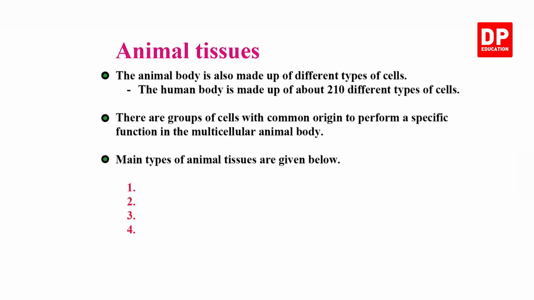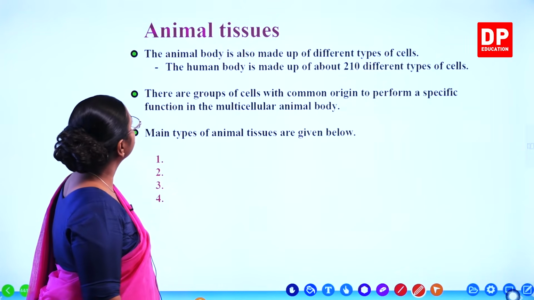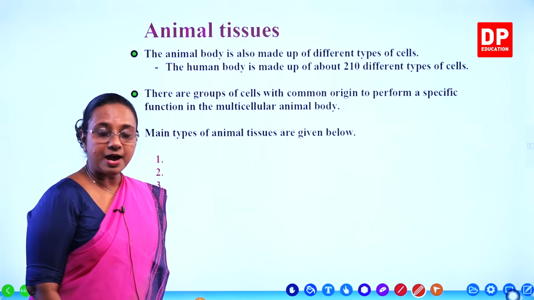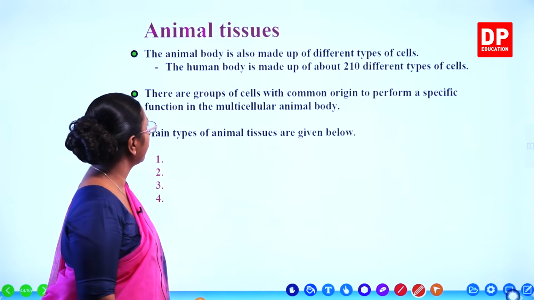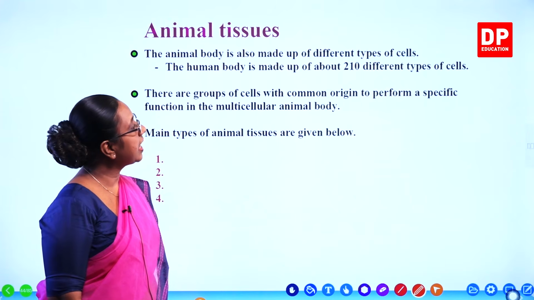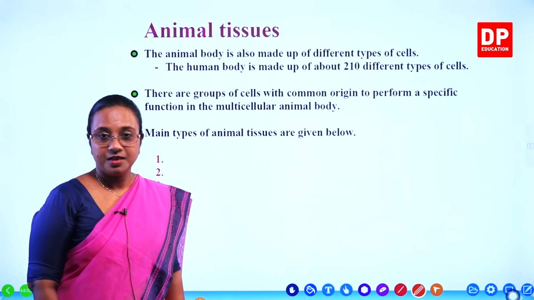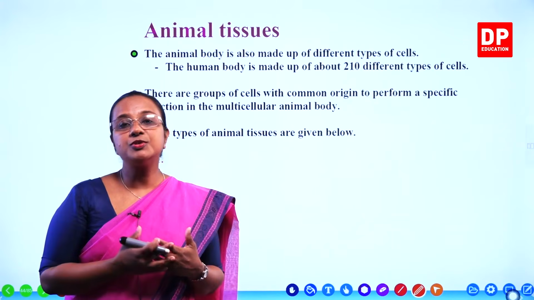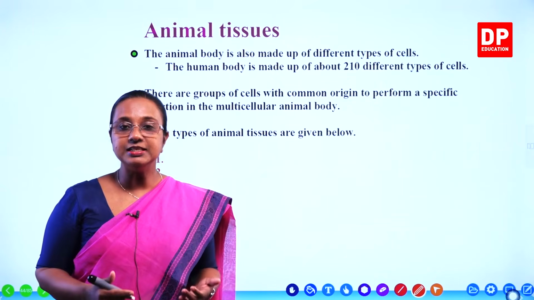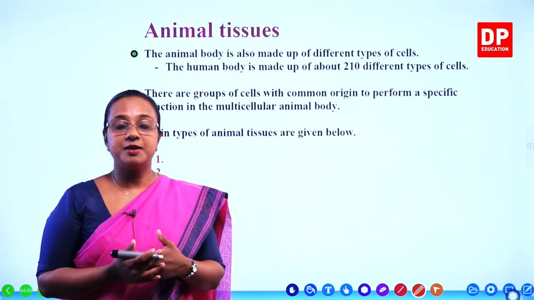Now we come to the next topic, that is animal tissues. Animal tissues, if you look, the animal body is also made up of different types of cells. For example, the human body is made up of about 210 different types of cells. Just think of yourself. The outermost covering of our body is the skin. And if you look at the skin closely, there are different types of cells.